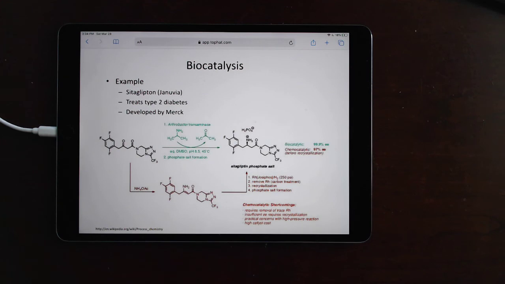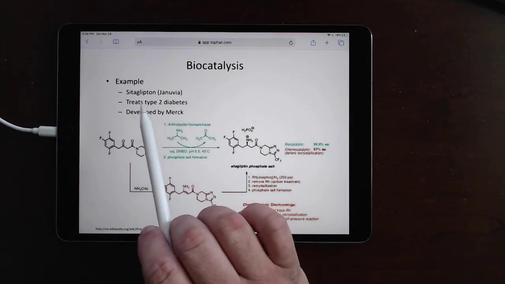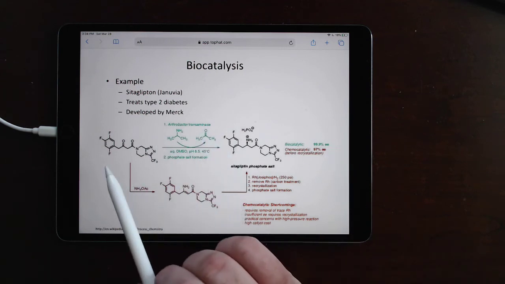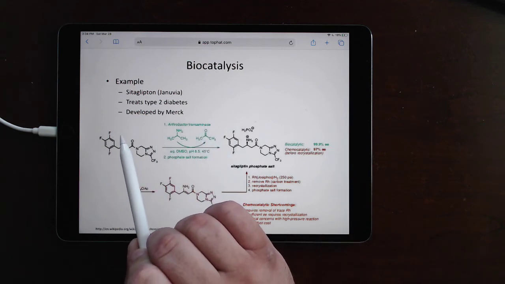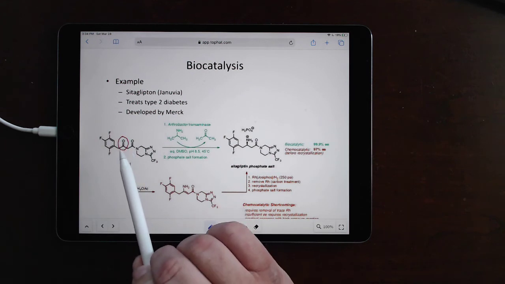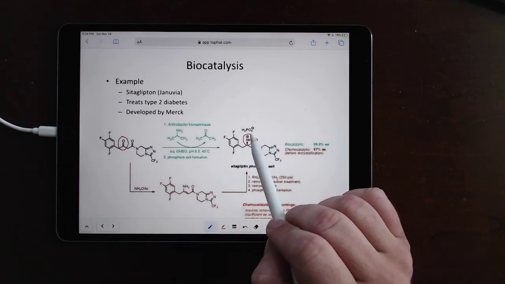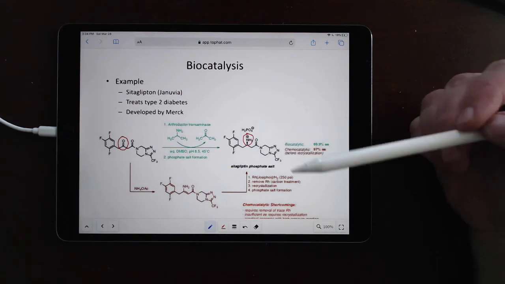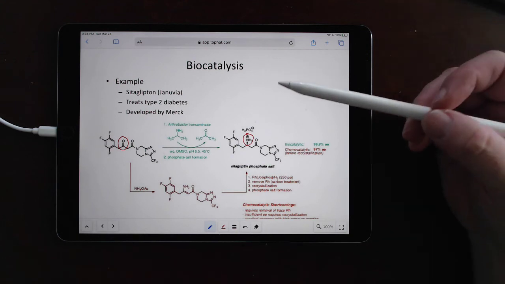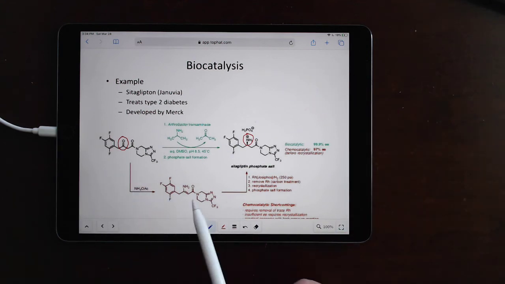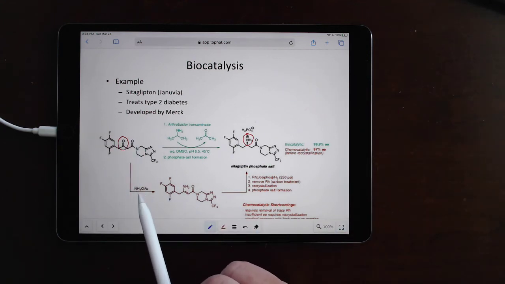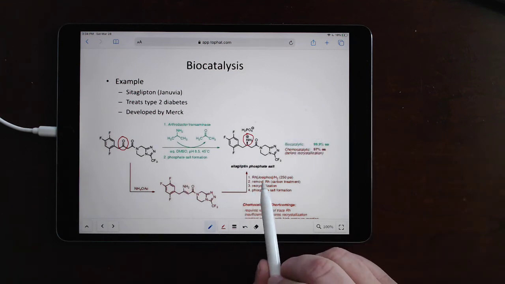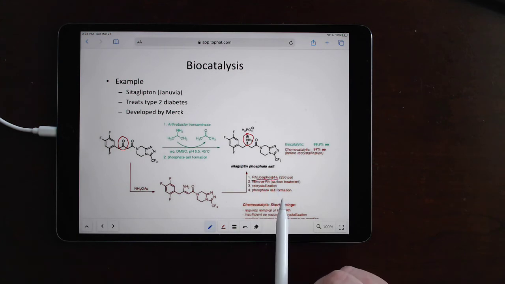One of the better examples of this is sitagliptin, which is Januvia, out of Merck. The original process needed to turn that ketone into an amine, a very specific stereoisomer, coming out at you on the wedge designs. Their original way of doing that is to add ammonium acetate here to turn it into this group, and then use a very expensive ruthenium catalyst.